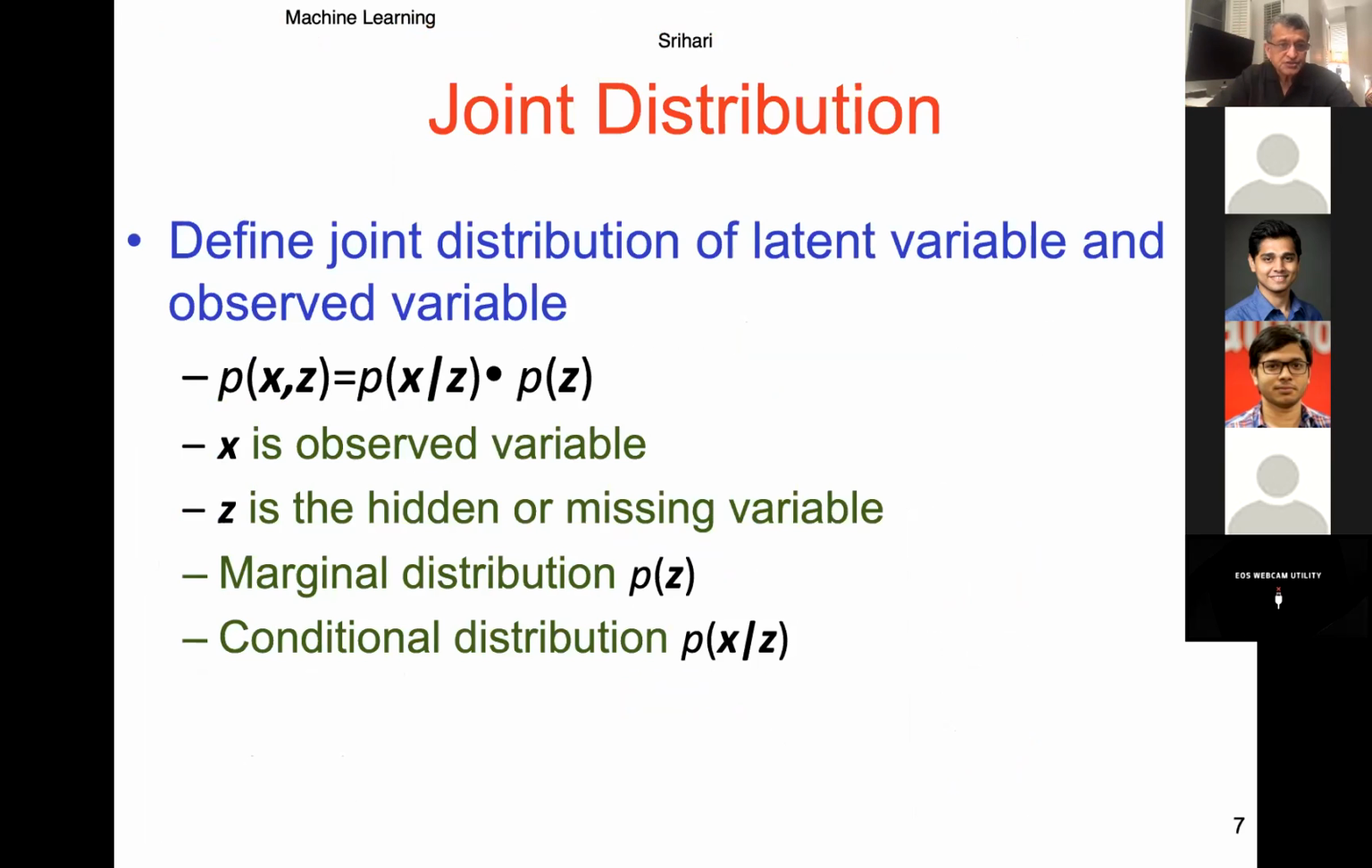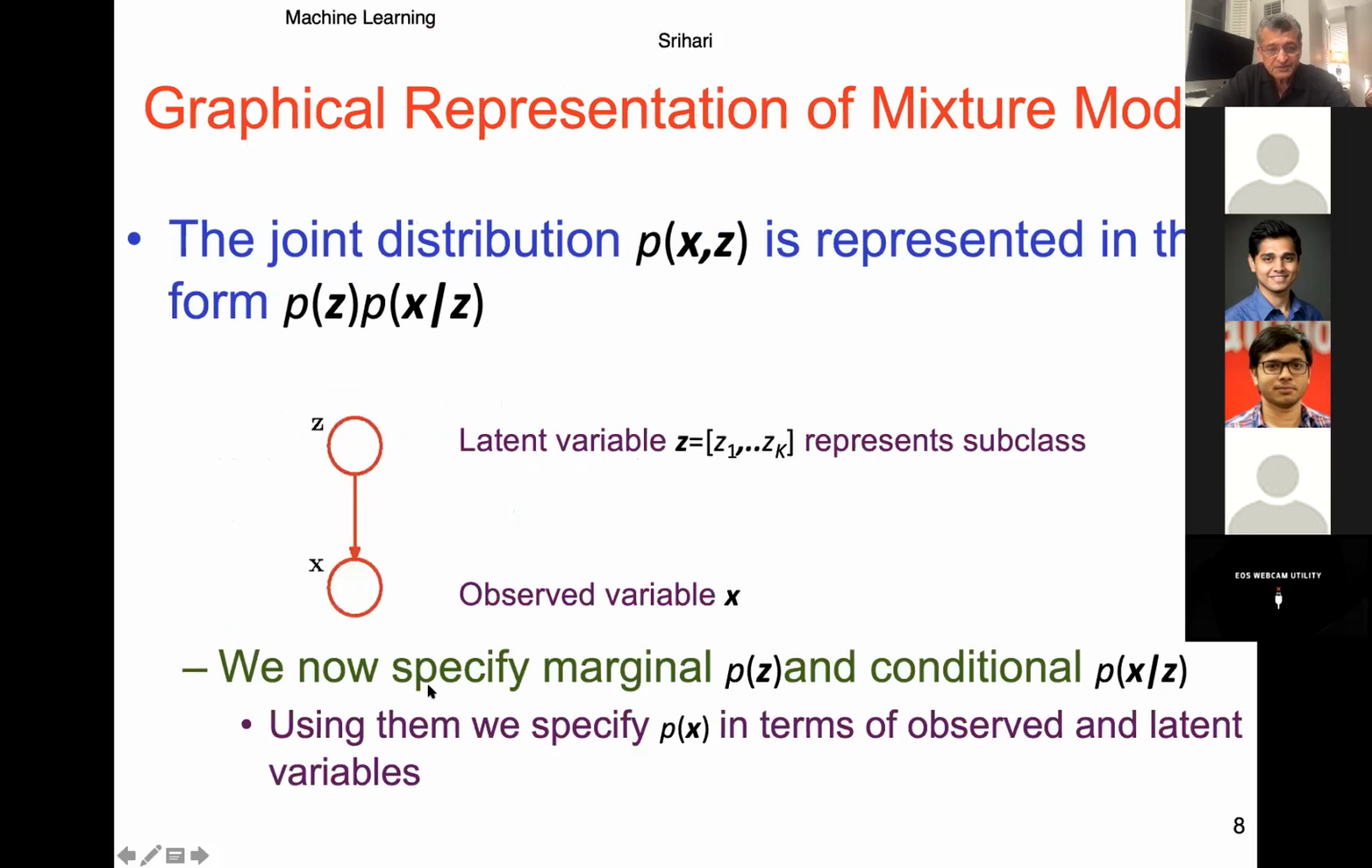So for the joint distribution, we define a joint distribution of latent variable and observed variable. So now we have P of x comma z is equal to P of x given z times P of z. We know this from the product rule of probability. X is the observed variable. Z is the hidden or missing variable. And P of z is the marginal distribution, and the conditional distribution is P of x given z. So given that class z, what is the distribution of x? So we formulate the problem in this way.